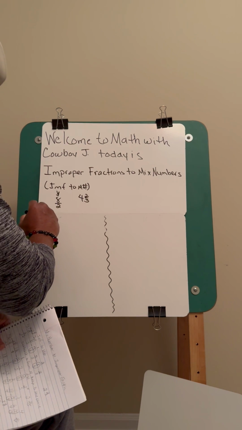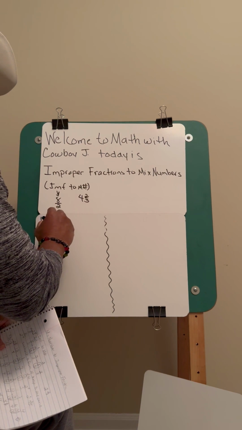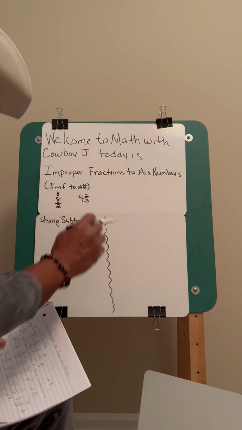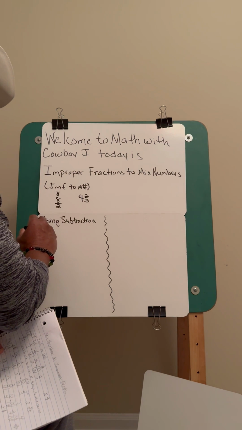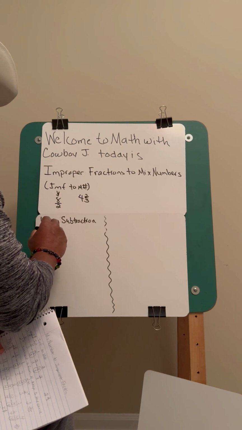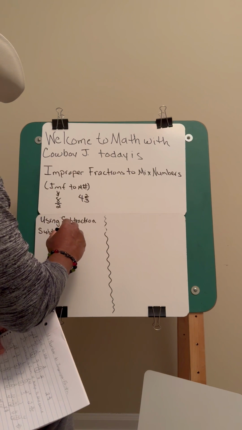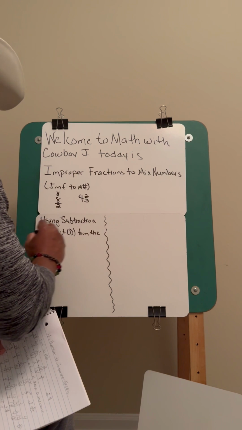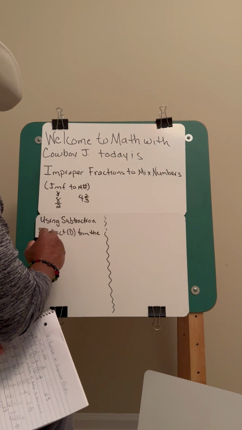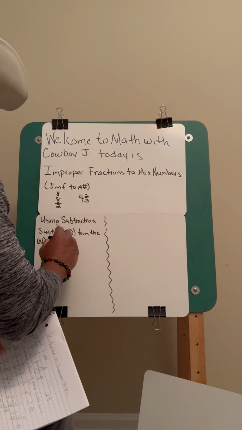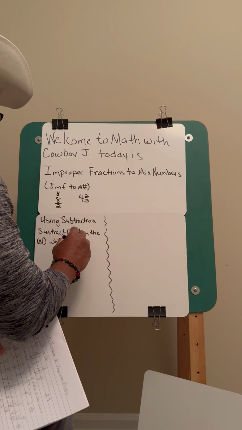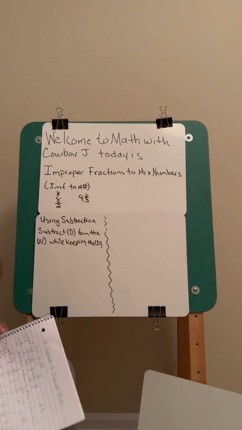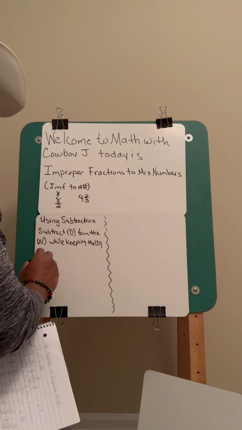This is using subtraction. What we're going to do: subtract the denominator from the numerator while keeping the denominator. So I have 8/3.